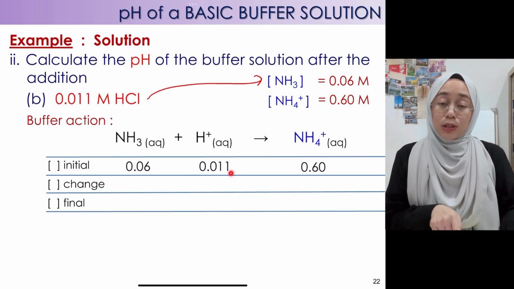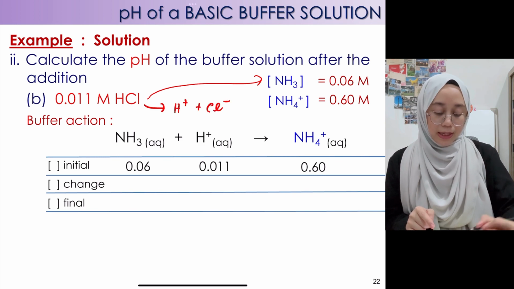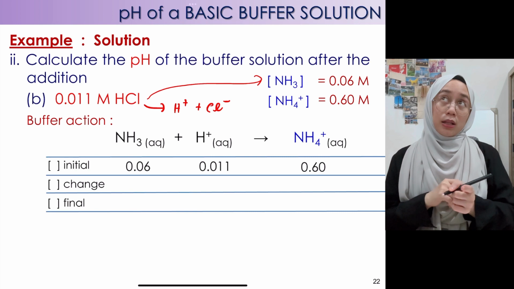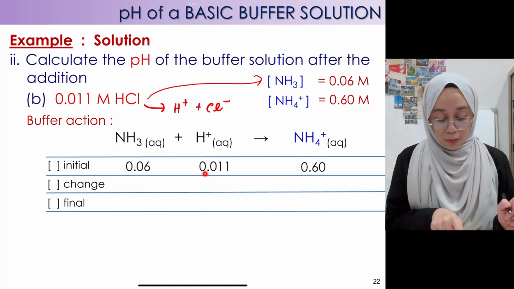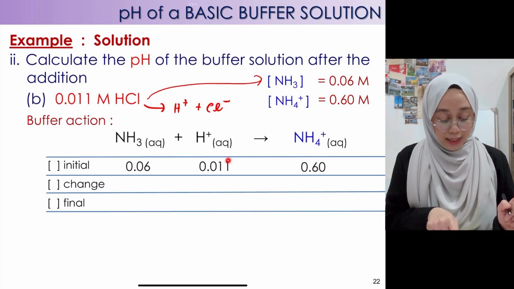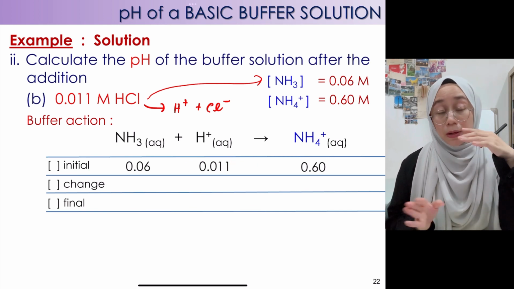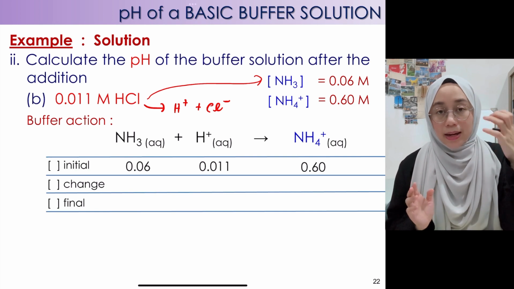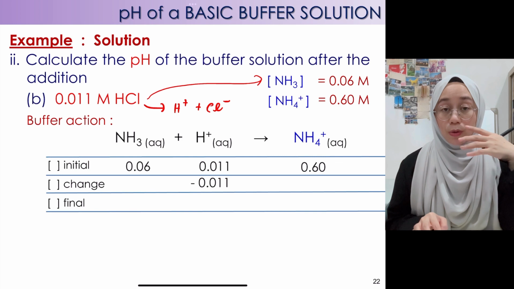So kenapa boleh terus straight away guna 0.011? Because kalau HCl ni dissociate, kita akan dapat H plus and also Cl minus. So we can see that concentration antara HCl dengan H plus adalah 1 to 1. So immediately we can use 0.011 juga dekat sini lah. Okay, and then in terms of change, so kita nak completely consume balik the added H plus dalam buffer solution ni tadi. So kita akan minus 0.011 then.